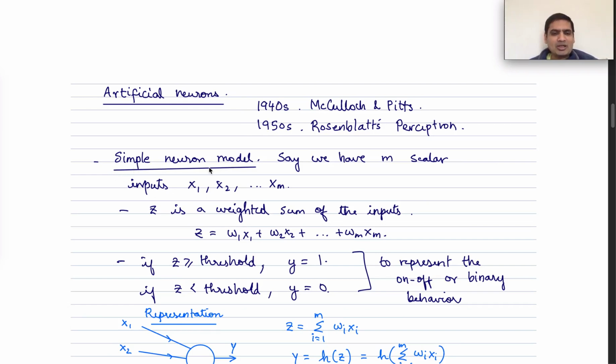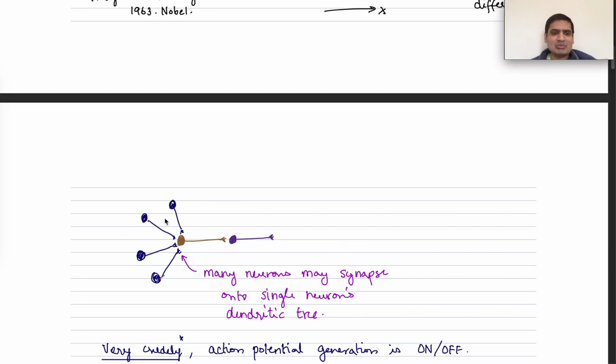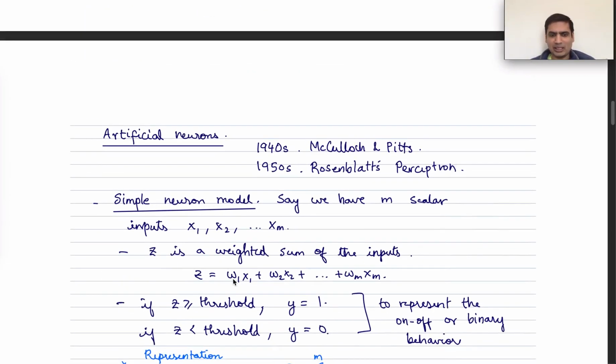Okay, so what do simple computational or artificial neurons look like? Say we have m scalar inputs, x1 till xm. You construct a weighted sum of these inputs: Z equals W1 x1 plus W2 x2, etc., summing over all these things. This is kind of like summing over inputs from different neurons and giving each one a different weight. The weights can be positive or negative to indicate excitatory or inhibitory neurons.